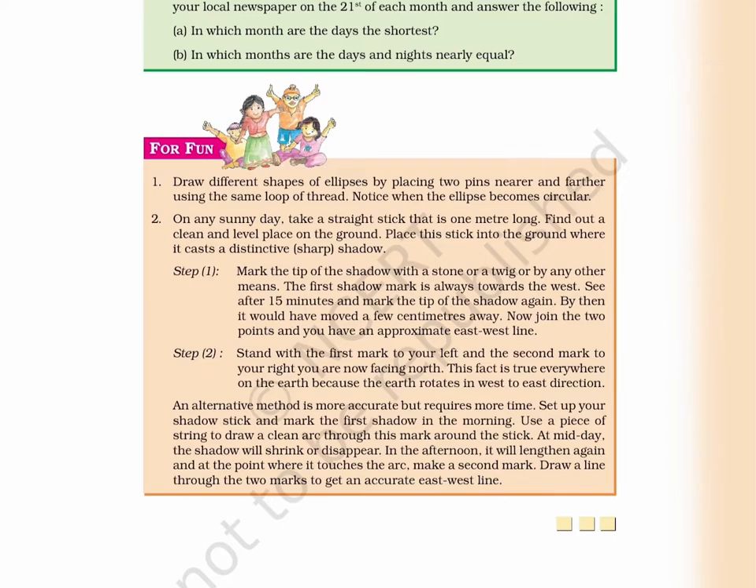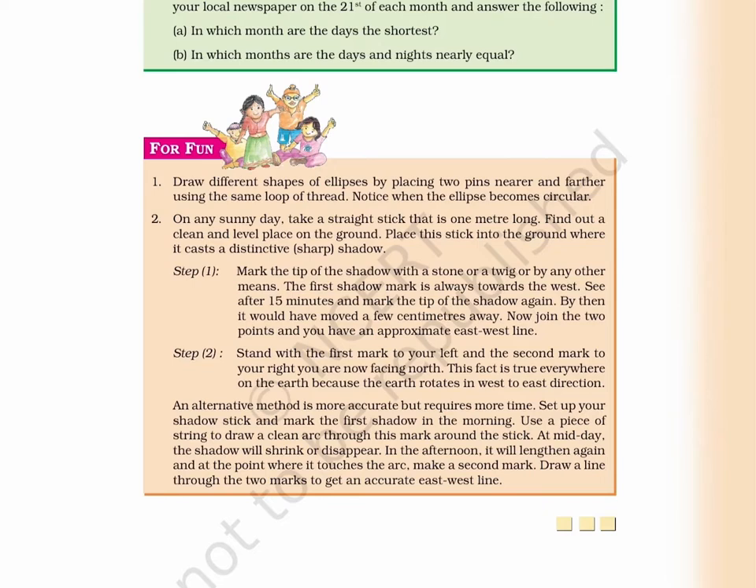Step 1. Mark the tip of the shadow with a stone or a twig or by another means. The first shadow mark is always towards the west. See after 15 minutes and mark the tip of the shadow again. By then it would have moved a few centimeters away. Now, join the 2 points and you have an approximate east-west line. Step 2. Stand with the first mark to your left and the second mark to your right. You are now facing north.